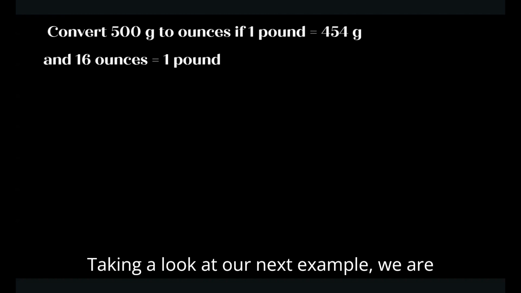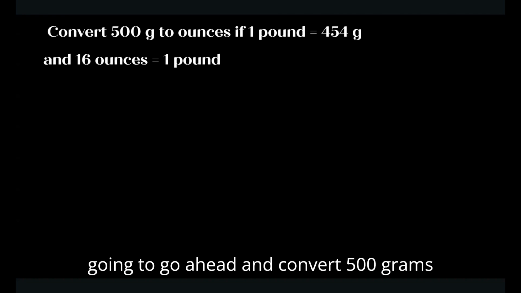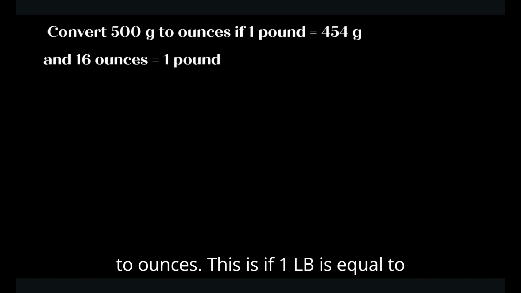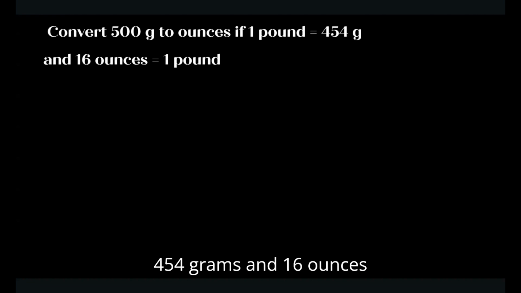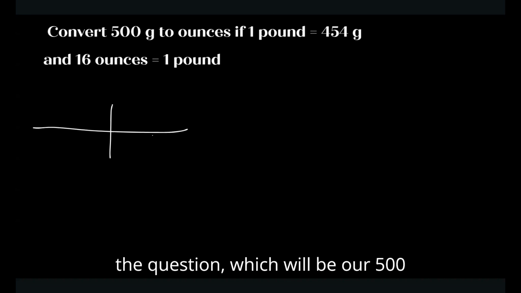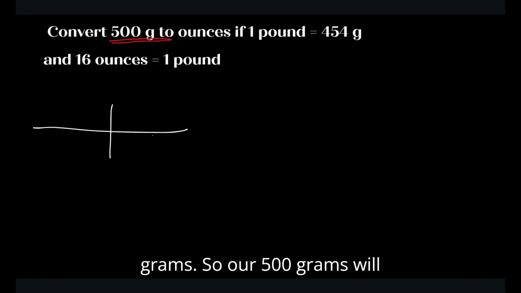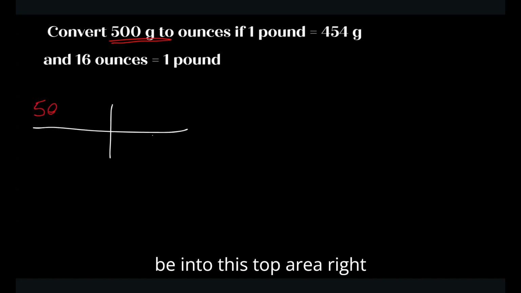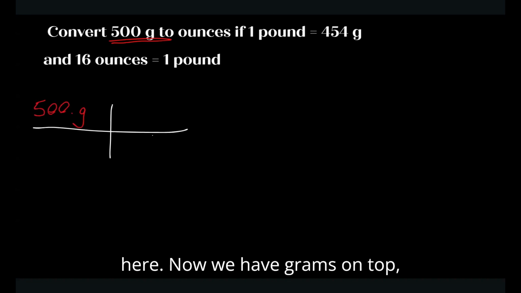Taking a look at our next example, we are going to go ahead and convert 500 grams to ounces. This is if 1 pound is equal to 454 grams and 16 ounces is equal to 1 pound. All right. So we're going to start with our conversion chart. We're going to start with what is provided to us in the question, which will be our 500 grams. So our 500 grams will be into this top area right here.